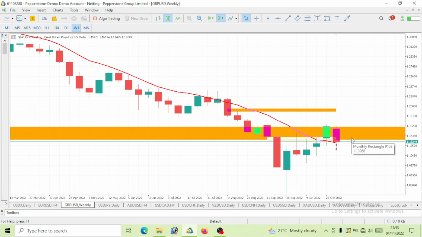Now, take a look at this movement. You can see this impulse move on GBPUSD. Here comes the correction. Impulse move on GBPUSD, here comes the correction. With the week that just finished, we closed red for the week.